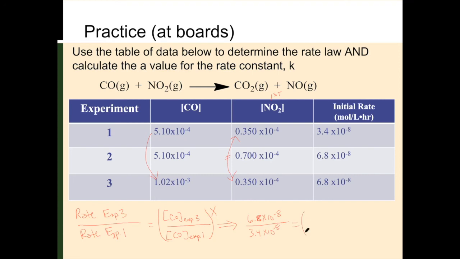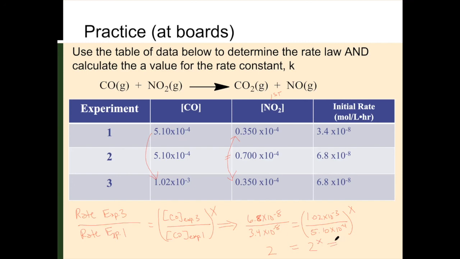And that's equal to the concentration of CO in experiment 3. So that's 1.02 times 10 to the minus 3. And the concentration of CO in experiment 1 is 5.10 times 10 to the minus 4. And then again, that's raised to the power of x. Well, if you plug this into your calculator, you'll see that this is equal to 2. And this is also equal to 2 raised to the power of x.